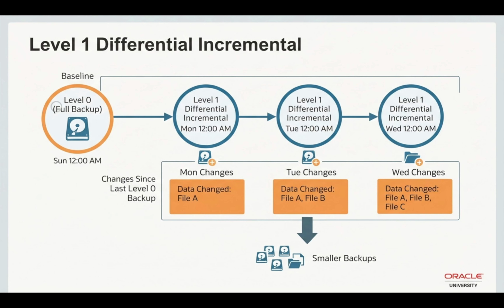First, let's look at differential. A level 1 differential backup is the default level 1 behavior. It backs up blocks that have changed since the most recent applicable incremental backup. So if we have a level 0 on Sunday and a differential level 1 on Monday, Monday captures the changes since that level 0.